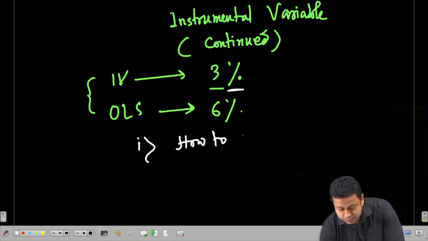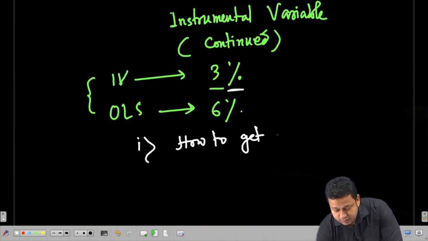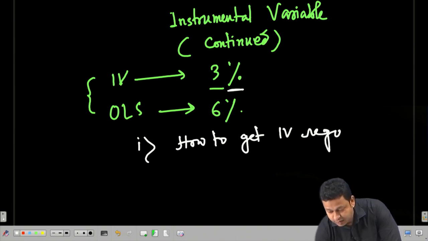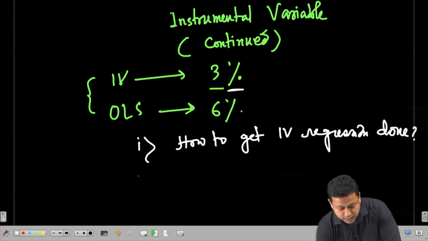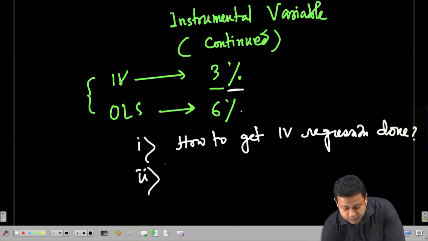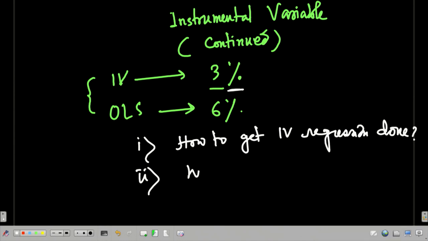How do we get an IV regression done? How will we do that? And the second question I asked is, why is there a difference between the coefficients?